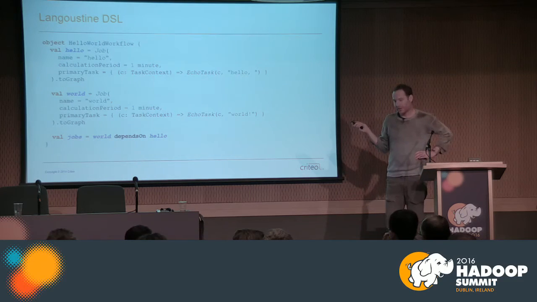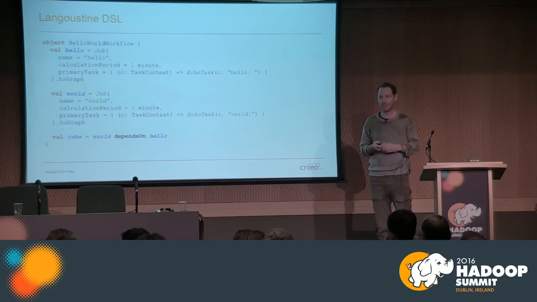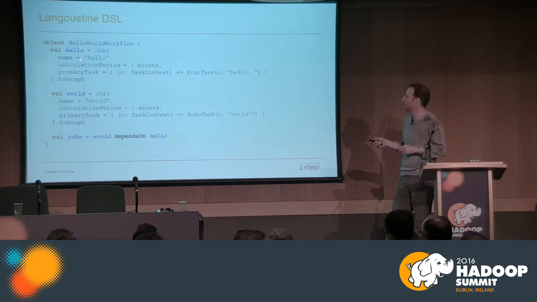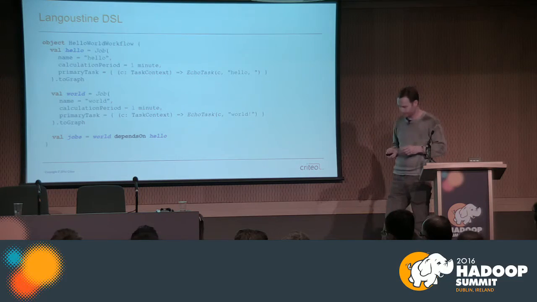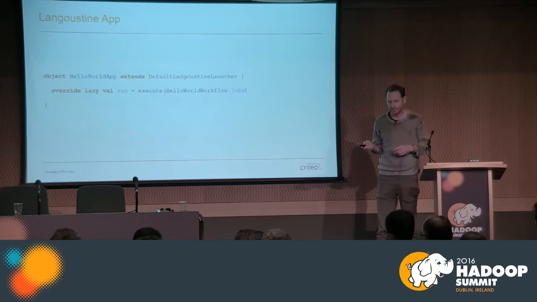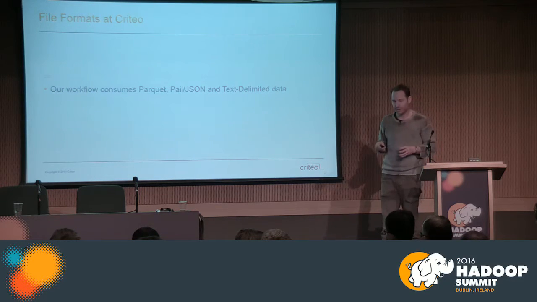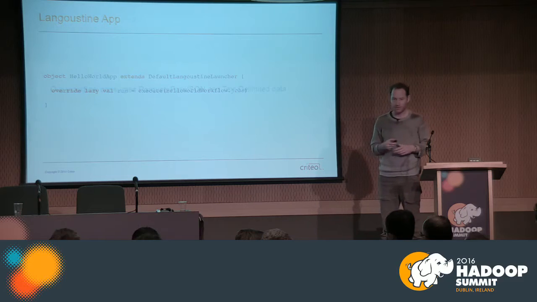And then actually, this is the DSL. This is our completely useless example, Hello world. So you just describe a job. It's going to have a task which takes context and spits out an echo task, which does probably what you might expect it would do. And there's 2 things here, hello and world. And what we do is at the end, we just say that world depends on hello. And then to launch the whole thing, you just do that. So that's Longustine, no more sales pitch.